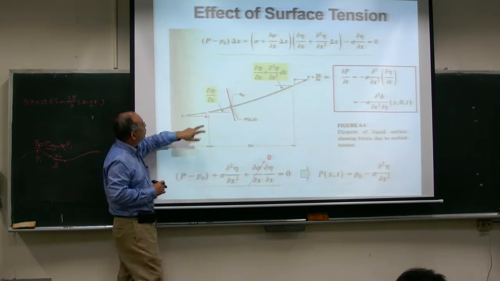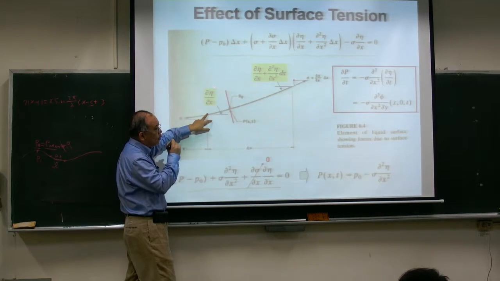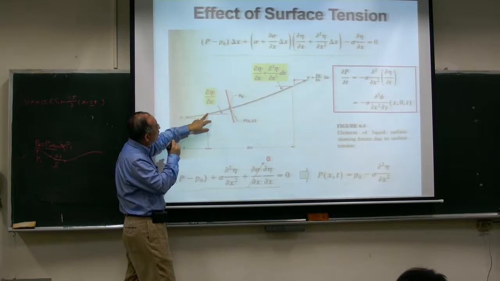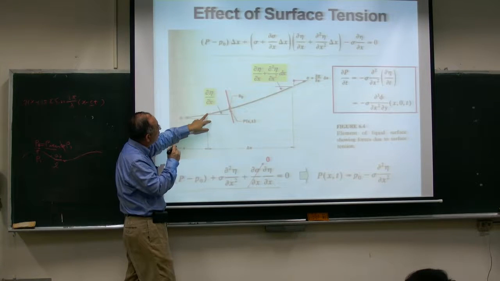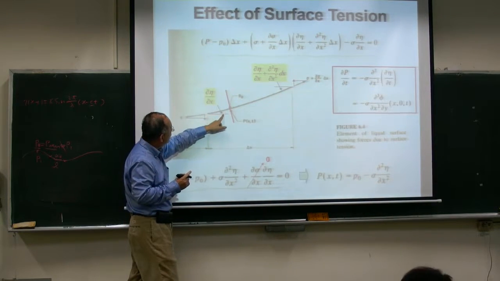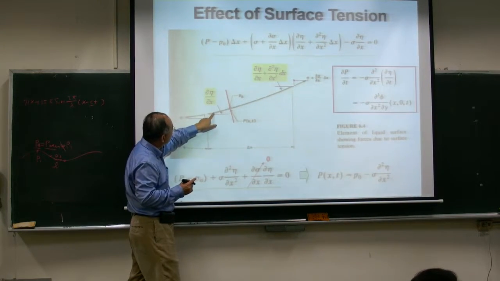Okay, and this is the interface. This is the interface, right? And partial eta partial x, because the equation of the interface is y equal to eta. So what does partial eta partial x represent? It's this angle, right? The tangent of this angle, because this is d eta over dx. So this is the tangent of this angle.